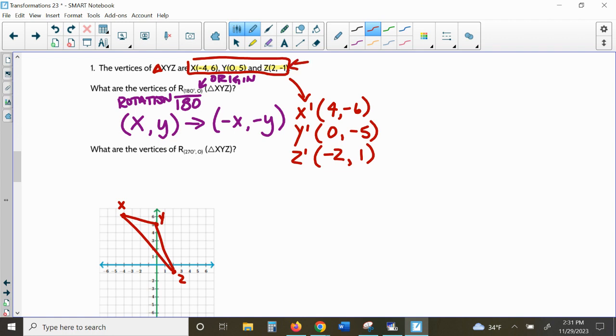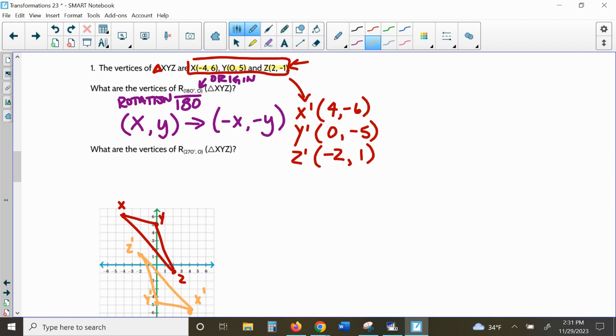So I'm going to go ahead and put those on my graph now. I'm going to do this guy in orange. So (4, -6) is over 4, down 6. That's here. This is my new X single prime. And my Y is at (0, -5). That's here. That is going to be Y prime. And my Z is going to be at (-2, 1). So back 2, up 1. That's going to be my Z prime. And make my triangle.